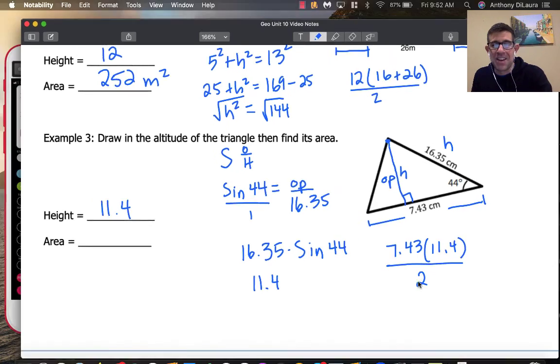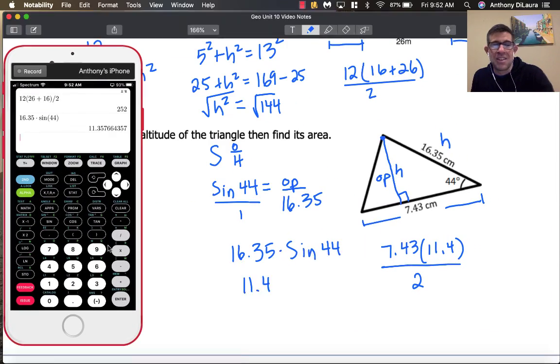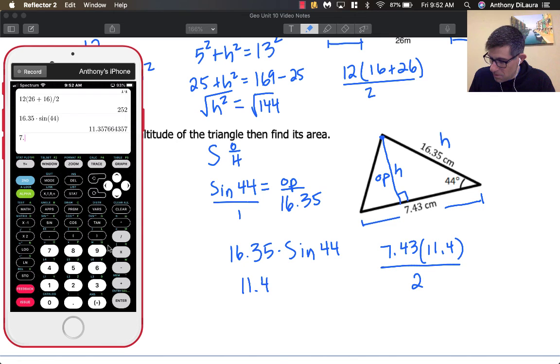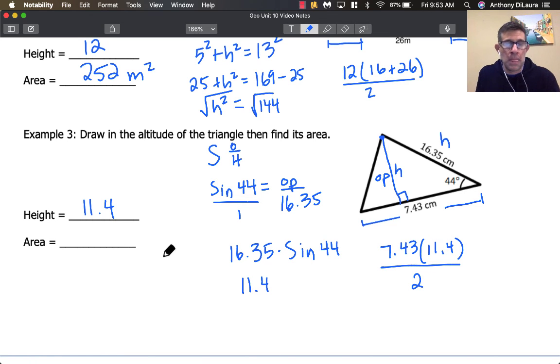So here we go. We're going to let our calculator do the work here. We have 7.43 times 11.4, and then all that divided by 2. And we get 42.3. All right, so the area here is 42.3 centimeters squared. And that's a little bit about developing the formulas for altitude of your triangles, parallelograms, and trapezoids.